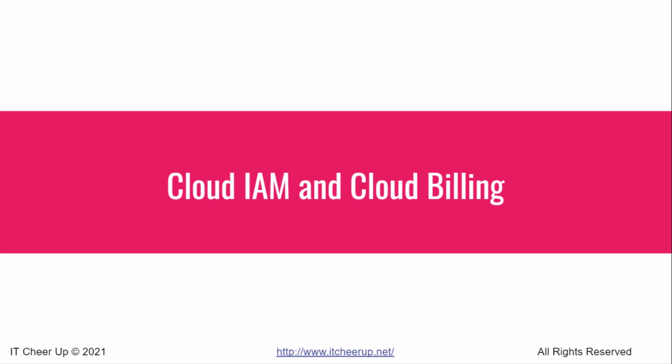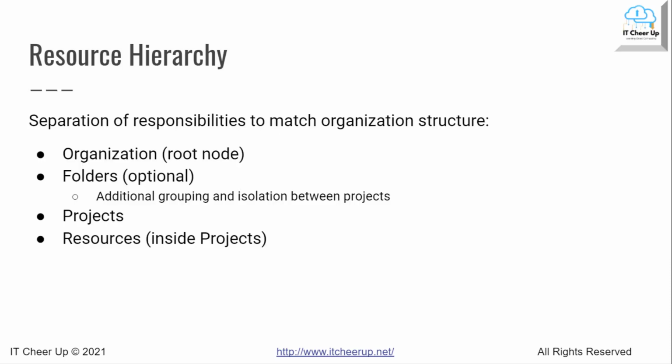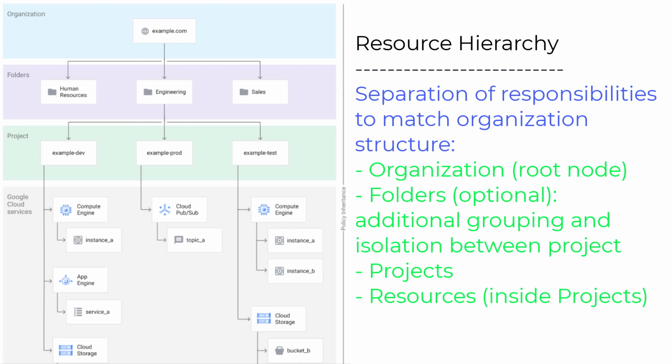The first one is Identity and Access Management, Cloud IAM. GCP resources are organized hierarchically. In this sample resource hierarchy, the organization node is the root node in the hierarchy. The projects are the children of the organization, and the other resources are the children of the projects. Each resource has exactly one parent. The folders level is optional for additional grouping and isolating between the projects.